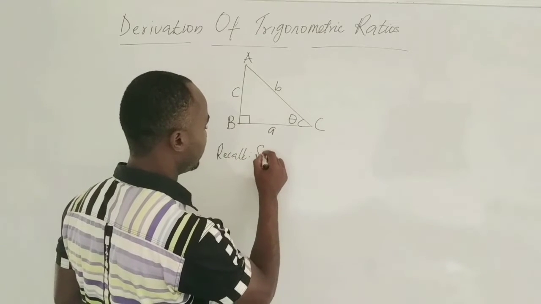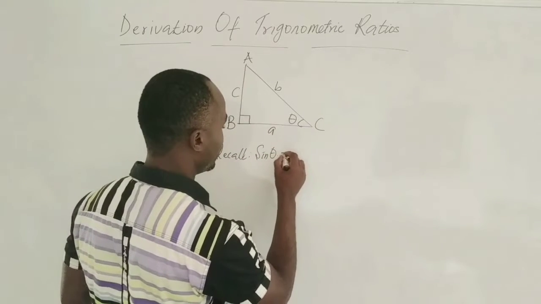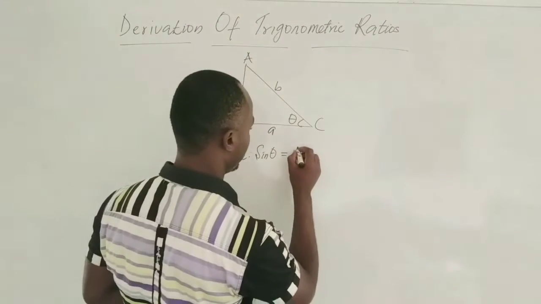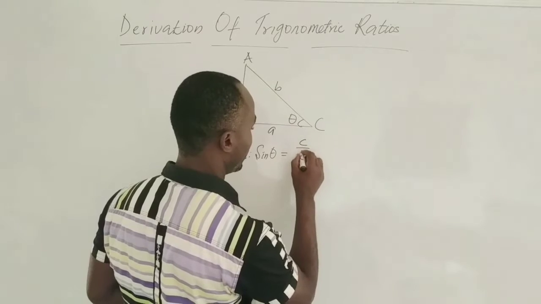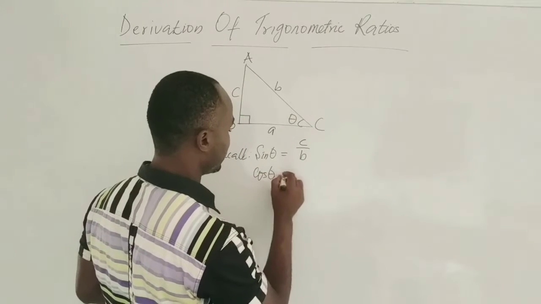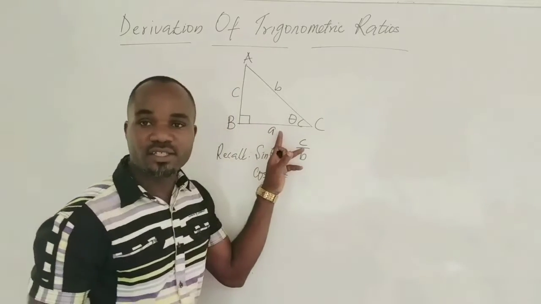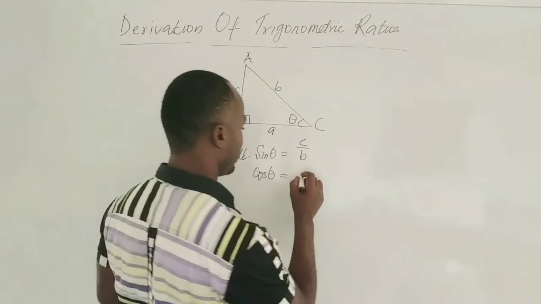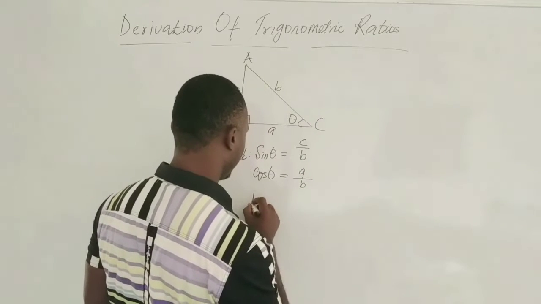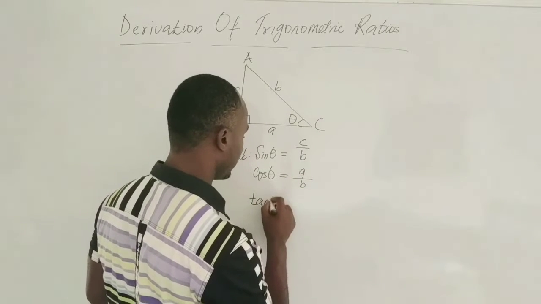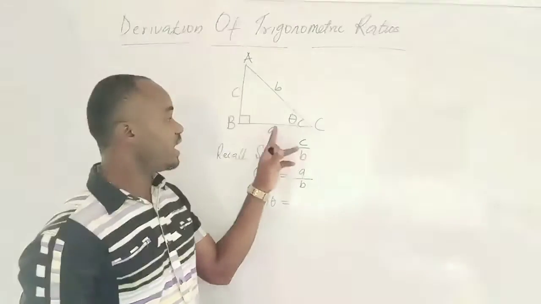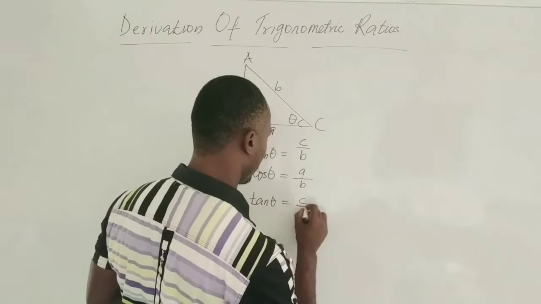We need to quickly recall that sine theta is equal to opposite over hypotenuse. Then cos theta is equal to adjacent over hypotenuse, A all over B, and then tan theta is equal to opposite over adjacent, that is C all over A.